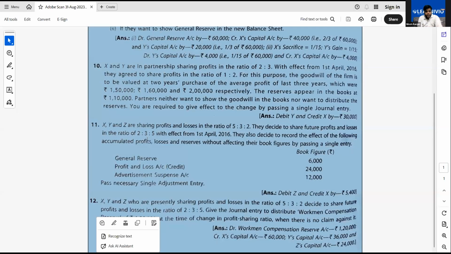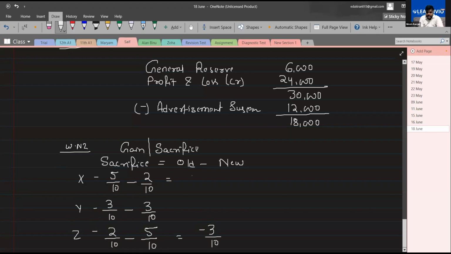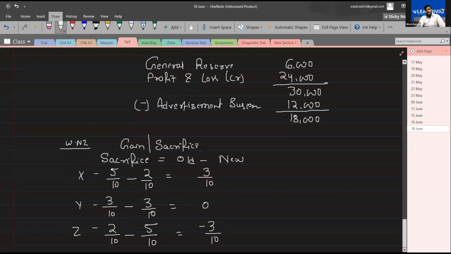X old share 5/10, new share is 2/10. So X, Y, Z. Actually, there is no change in Y. 5 by 10 minus 2 by 10. 3 by 10 minus 3 by 10. And 2 by 10 minus 5 by 10. So Z is gaining partner by 3 by 10. And X is sacrificing partner 3 by 10. There is no change in Y.